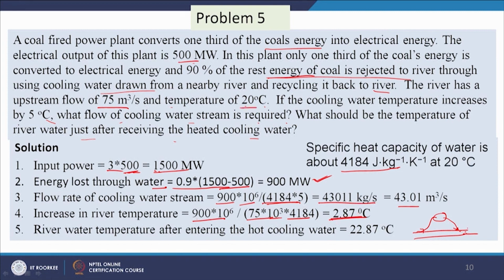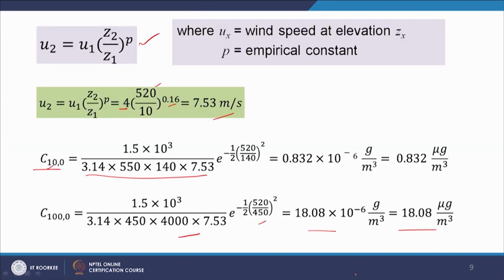So, the overall temperature rise here will be 2.87 degree centigrade, and the final temperature will be 20 plus 2.87, that is 22.87 degree centigrade. This is the temperature rise with the stream coming through this power plant, into our river stream. So these are the numerical problems we wanted to solve.